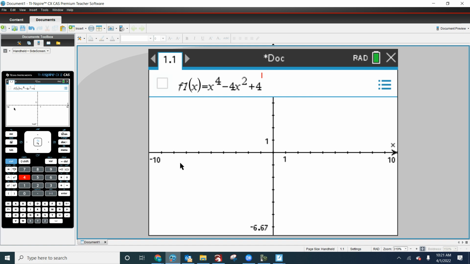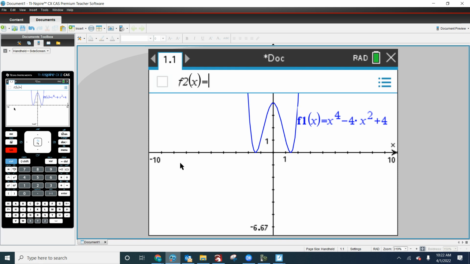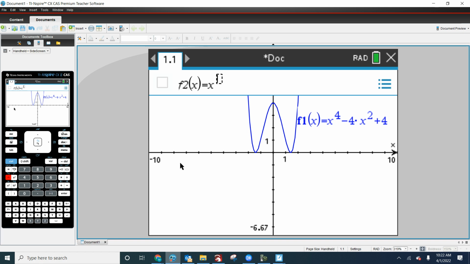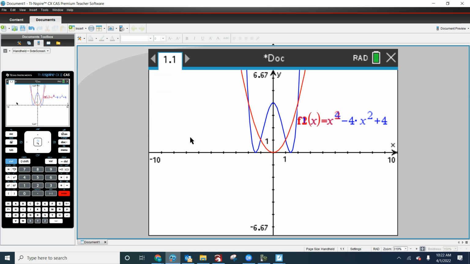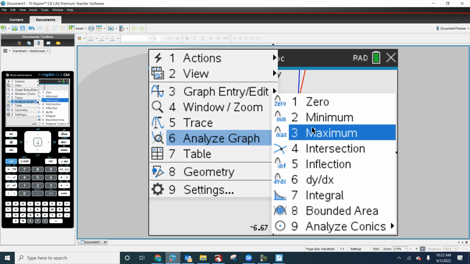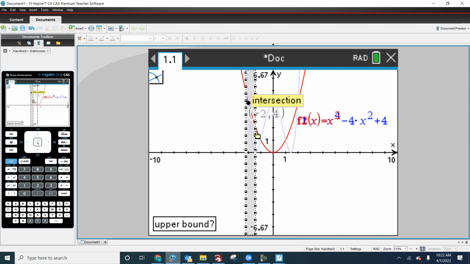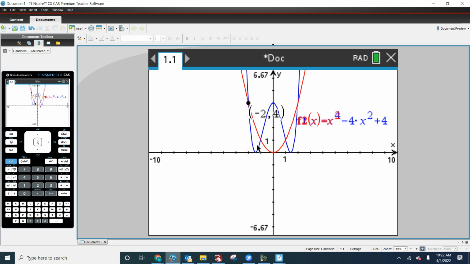All right. So there's the first graph, and then tab, x squared. There's the second graph. By using the calculator, we do menu, analyze graph, intersection, boom, boom. So -2. And just to cut to the chase, it was -2, -1, 1, and 2.